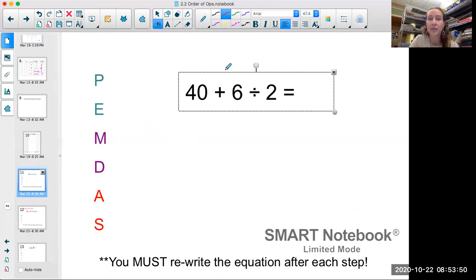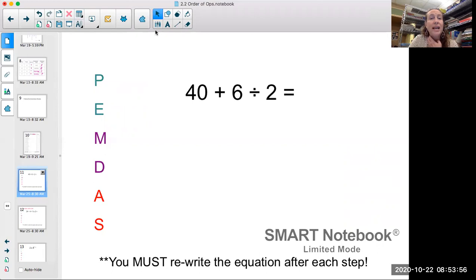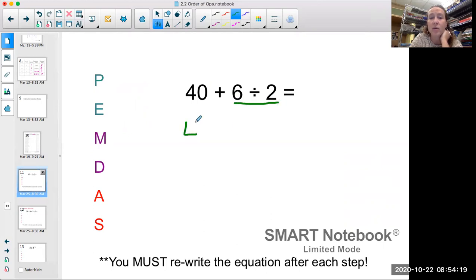So let's look here. Do we have any parentheses? No parentheses. Do we have any exponents? No exponents, no little numbers up in the corner. Do we have multiplication or division? We do, we have the division sign right here. So this is what we are going to do first. So we're going to start rewriting our expression.